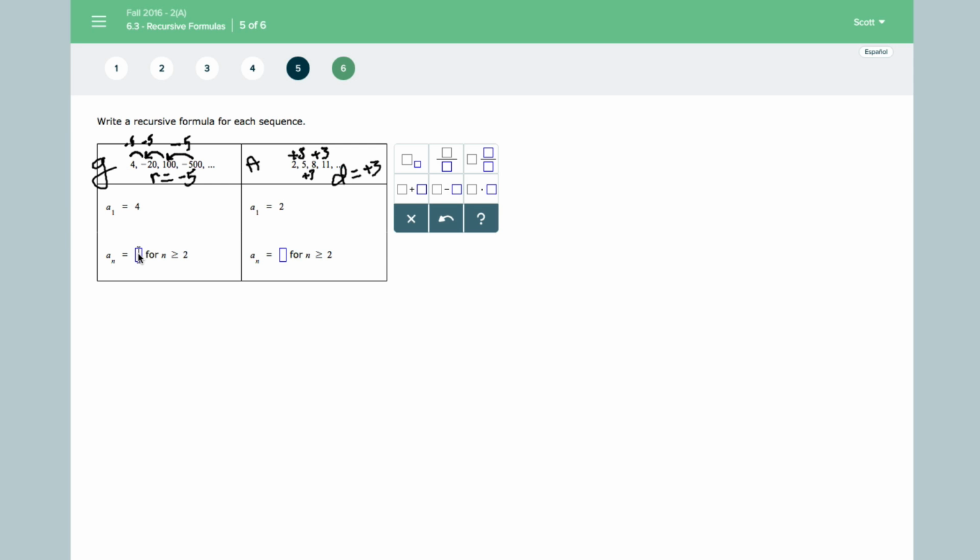Okay, and this one always starts off with taking the last number, which in math is a sub n minus 1, and then just hit the right arrow to get back up out of there. The last number, and what are we doing? We're timesing by negative 5. Okay, and here we take the last number. What are we doing with the last number? We're adding 3.